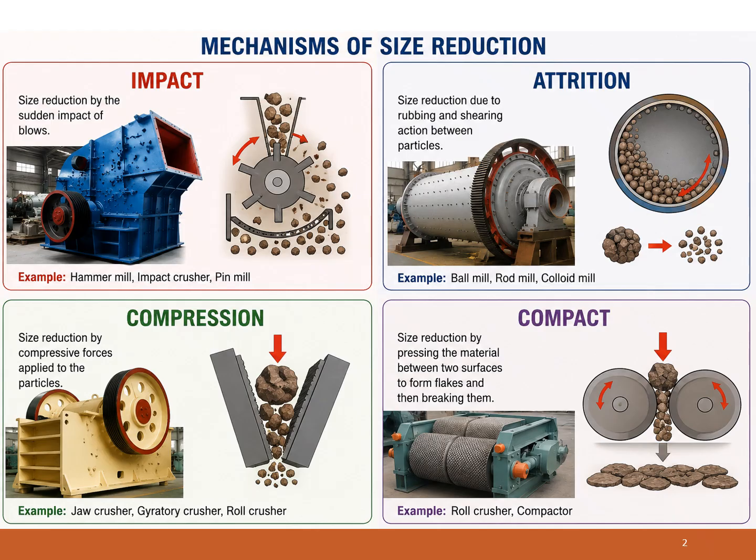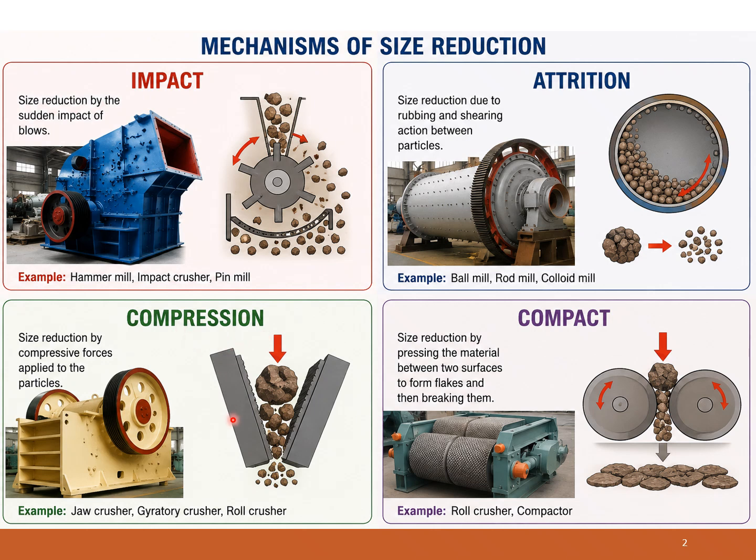To discuss the mechanism of size reduction, there are four types of mechanism in which size reduction happens. First is impact, where the size reduction happens by sudden impact of blows. Example, hammer mill and pin mill. Next is attrition, where size reduction happens by rubbing or shearing action between the particles. Example, ball mill, rod mill and colloid mill.